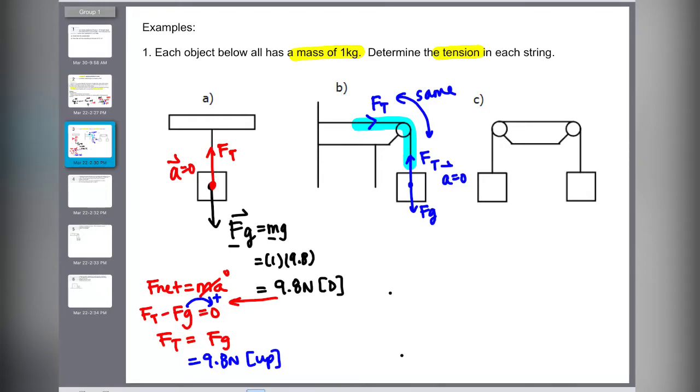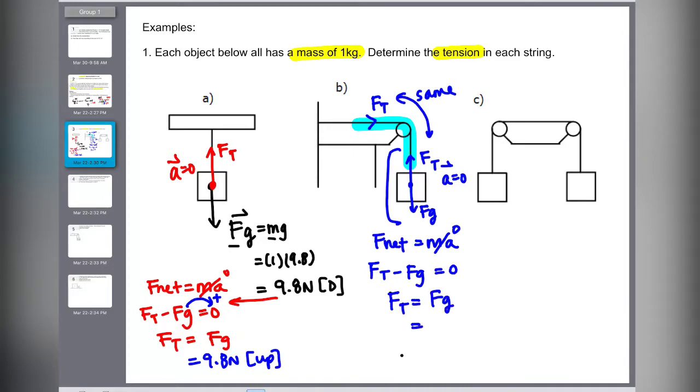So if I were to figure out FT, that's what the question wants, right? They wanted to calculate the force of tension. And so I would repeat the same process. F net equals MA. The A is 0 again because the object is not going anywhere. And to find the F net, I would go FT minus FG, the two forces acting on each other. So up minus down equals 0. Same thing as just now. FT equals FG, and because it is also 1 kilogram, it is also still 9.8 newtons.